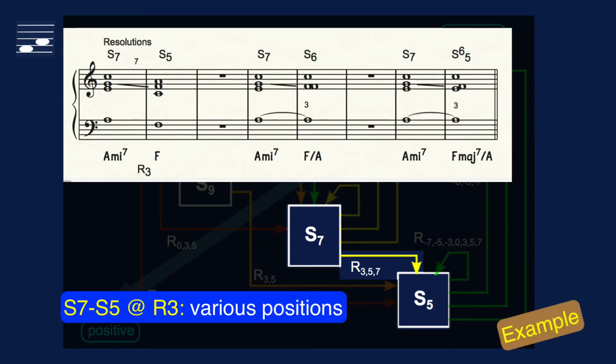I'll demonstrate this, starting with R3, the root moving a third below, from an A minor 7th chord to the F major triad or 7th chord, in root position or inversion. The dissonant 7 becomes the root of the next chord.